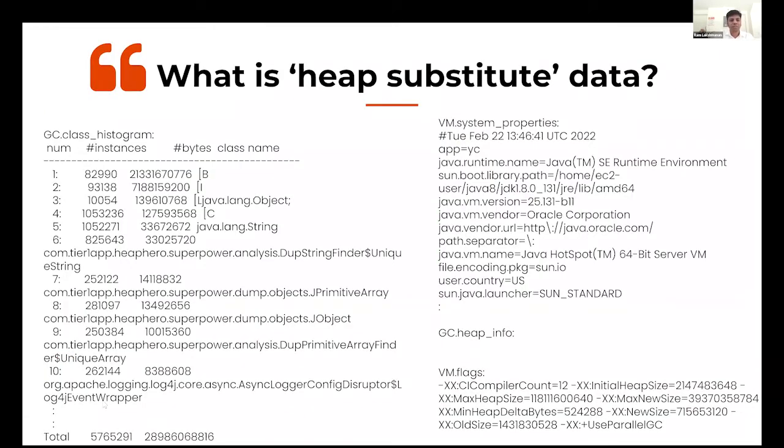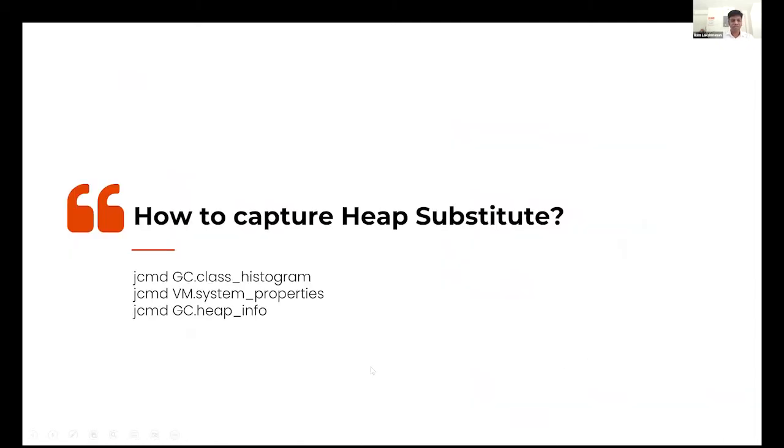The heap substitute gives kind of a class histogram: the number of instances of objects and what classes they are, and what my heap sizes are, I get to see this information. This information comes from issuing these commands: jcmd, class histogram, system properties, heap info, right? So this can act as some level of alternative to heap dump, right? So this is captured for you always.